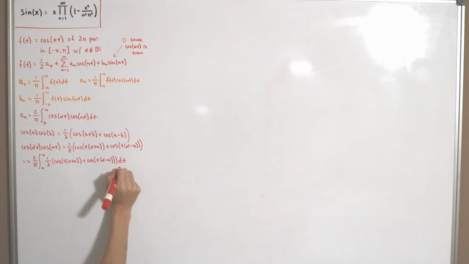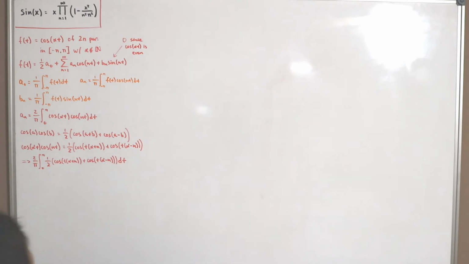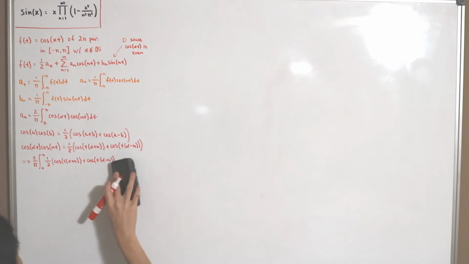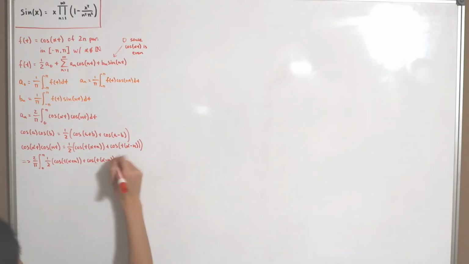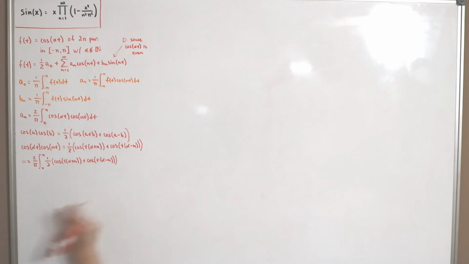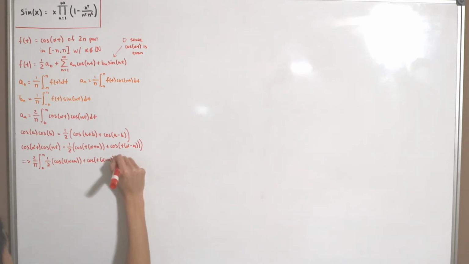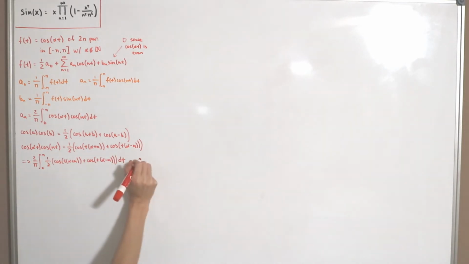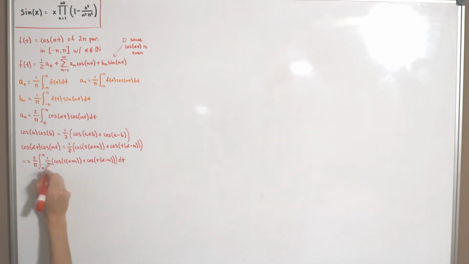Now, we do some further simplification. Actually, I put an extra close parenthesis. No, I'm correct. There's supposed to be one since it closes off this side here. So dt. Okay, so I'll just factor out the 1/2.